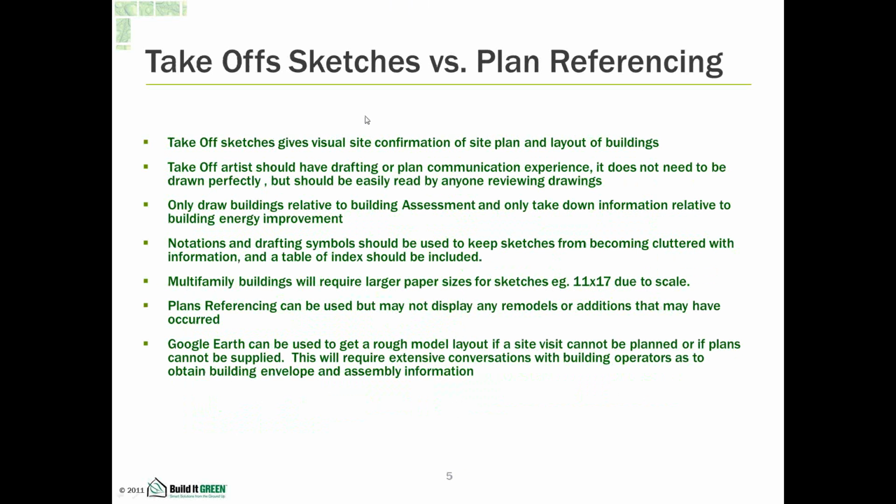Okay. So we spoke in the previous slide about plan drawing and being able to read plan drawing. So there are two approaches to sketches or getting data about our building assemblies or our envelopes. Generally, if you're dealing with an existing building, you're going to get a takeoff sketch, and they're pretty much visual confirmations of the site, just a quick layout, dimensions of the building, the elevation. It's just a real rough sketch. It doesn't have to be perfect.